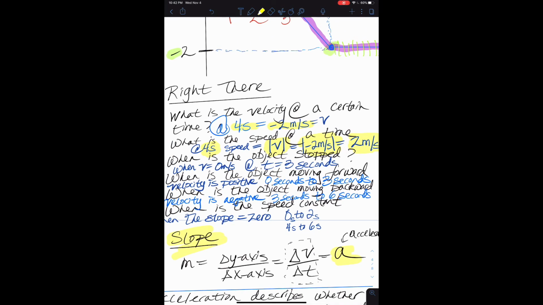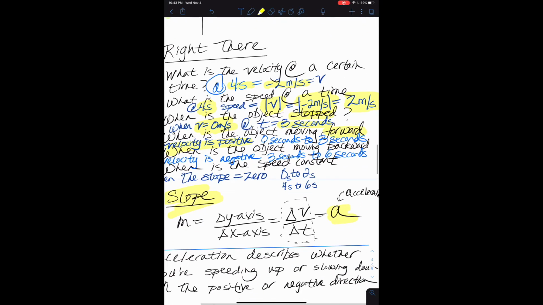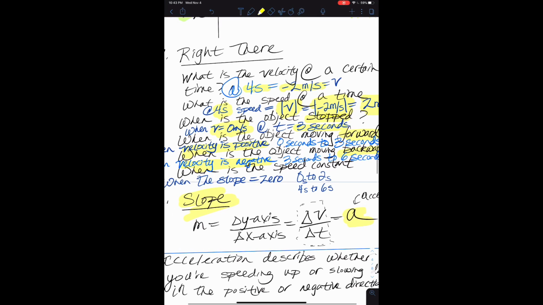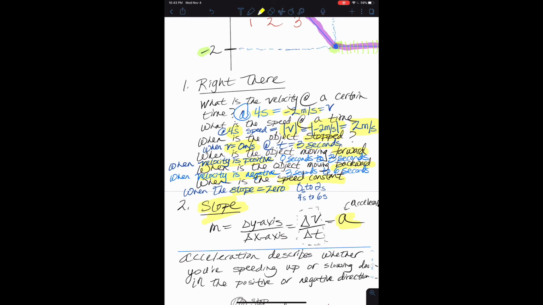When is the object stopped? This is when the velocity is 0, that we have a stop. So this was 3 seconds. When is the object moving forward? Forward is synonymous with positive velocity. So that's how we got that question, 0 to 3 seconds. When is the object moving backwards? Backwards is synonymous with negative velocity, so 3 to 6 seconds. And when is the speed constant? Constant speed is when the slope is 0. So that's how we knew that. All right, so hopefully that's making sense. I know that was kind of a lot.